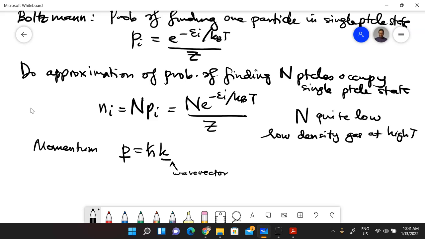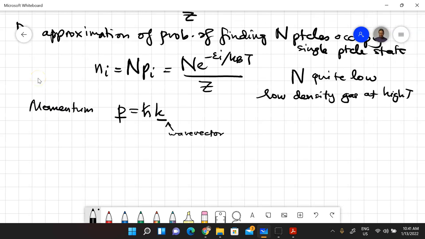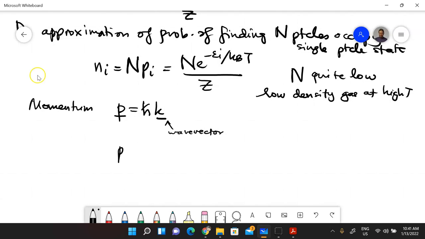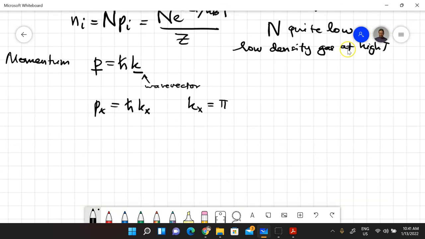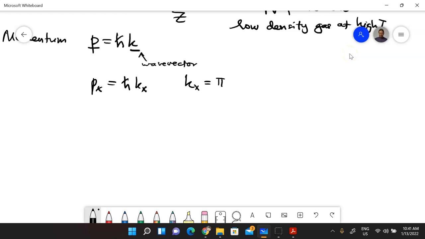So maybe I need p_x, for example, equals h bar k_x, where k_x is from the earlier factor that we find inside this, which is pi n_1 over L_x.